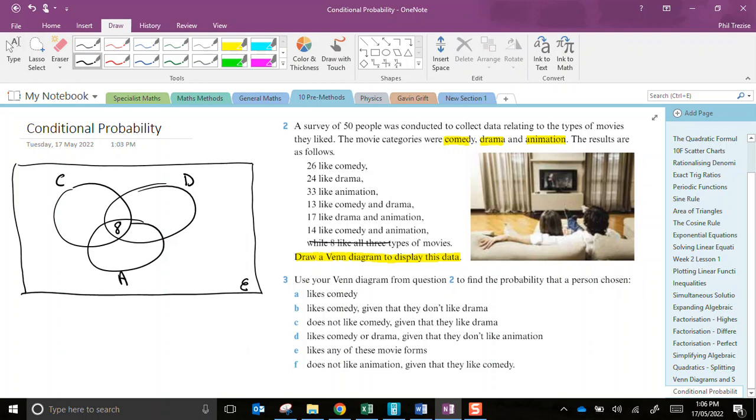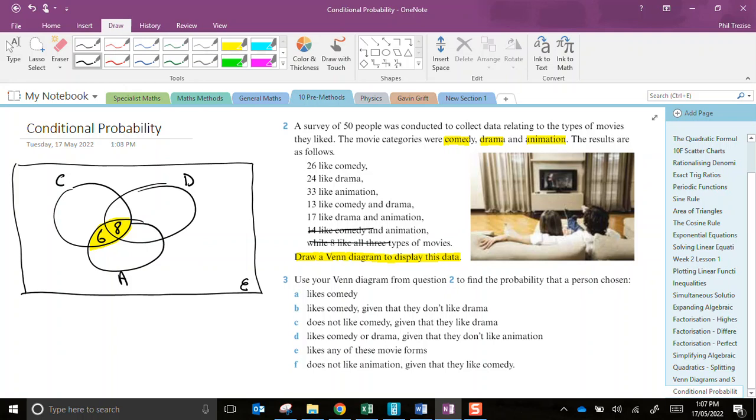14 people like comedy and animation. Comedy as well as animation is that little slice between the set C and the set A, and that's got to be a total of 14. Now, if it's a total of 14, there should only be 6 in that little box there because the 6 and the 8 come to 14.